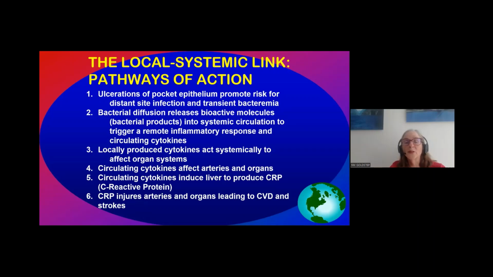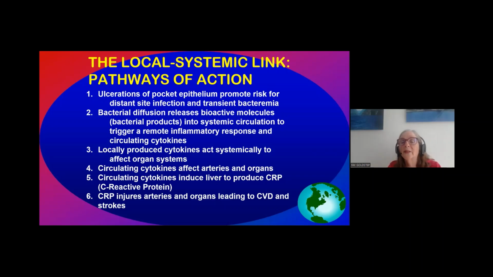Also through, as I mentioned, bacterial diffusion. And the locally produced cytokines from the periodontal pocket can act systemically to affect organ systems in that way. That is a comorbidity. If you have periodontal disease, those cytokines can go to your brain and possibly cause problems with Alzheimer's, or your pancreas with diabetes, or your joints with rheumatoid arthritis. All of these things are connected. Those locally produced cytokines can add to the inflammatory burden throughout your body.